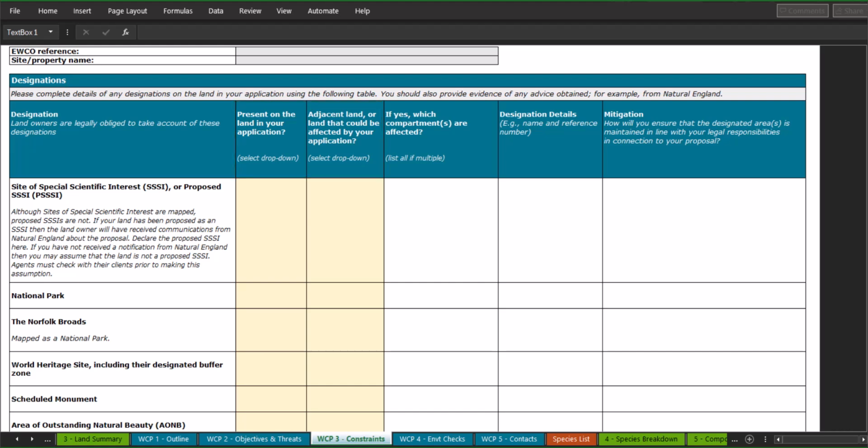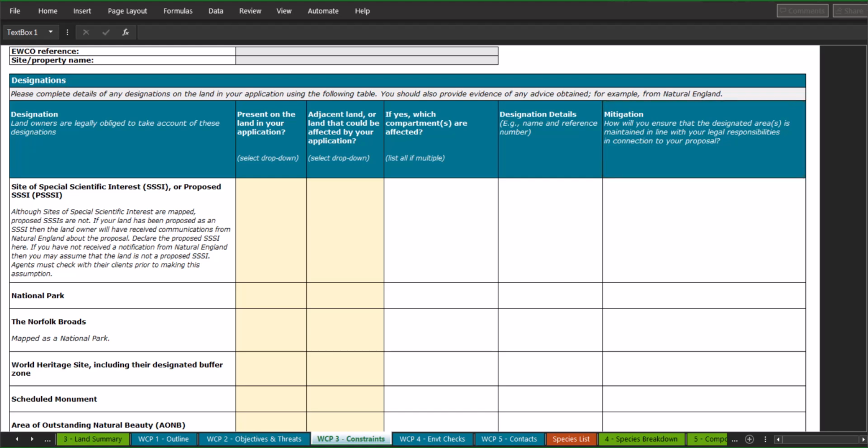The designation details: what the designation is, the name of the designation, maybe a reference or possibly even a name of some correspondence with someone who is the legal overseer of that designation. The final step of the form is the mitigation planning, so outlining how each constraint is mitigated within your woodland creation design proposal.